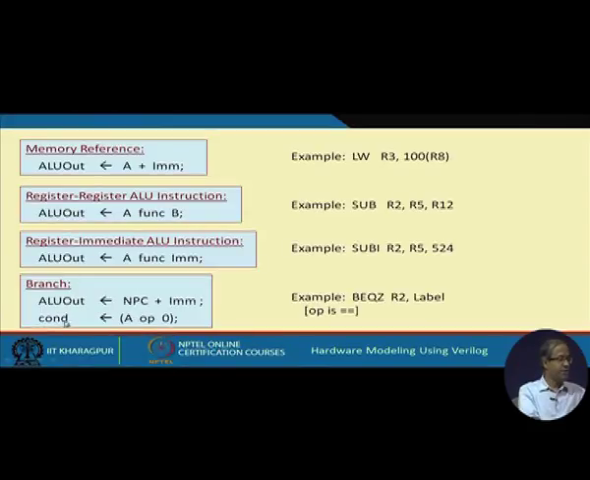Okay. And also you calculate the condition, because there is branch if equal to 0, you check whether A, R2, is equal to 0 or not, and the result of this comparison you store in a flip flop, a 1-bit register called cond. This will be required in the next stage.